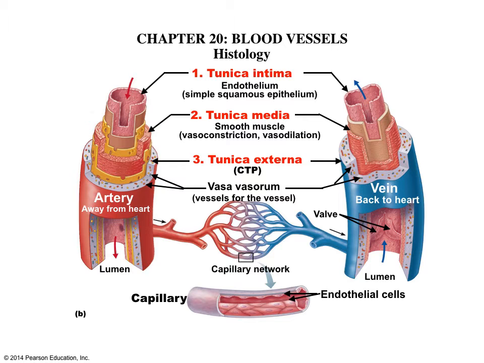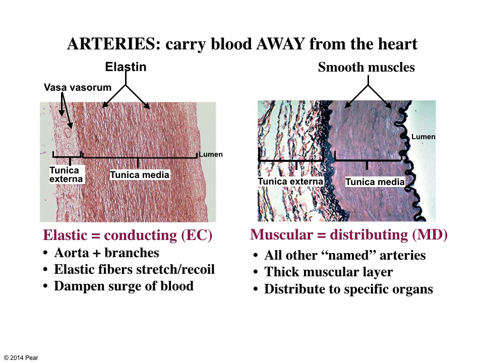Arteries are blood vessels that carry blood away from the heart, and veins bring blood back to the heart, regardless of the level of oxygenation. Arteries include the largest arteries, elastic or conducting. These would include the aorta and all of its main branches. Elastic fibers within the media are dominant to provide stretch and recoil.